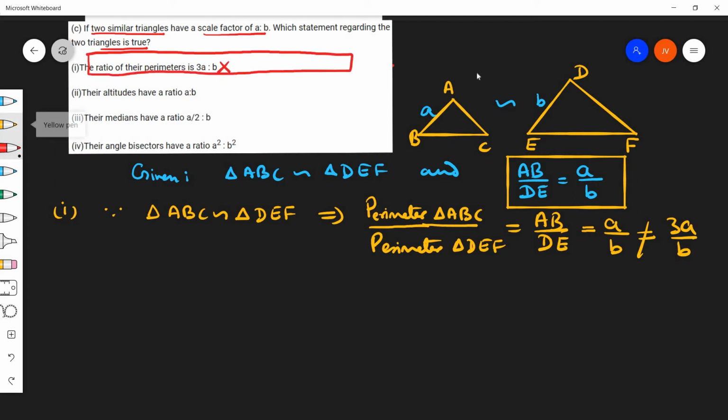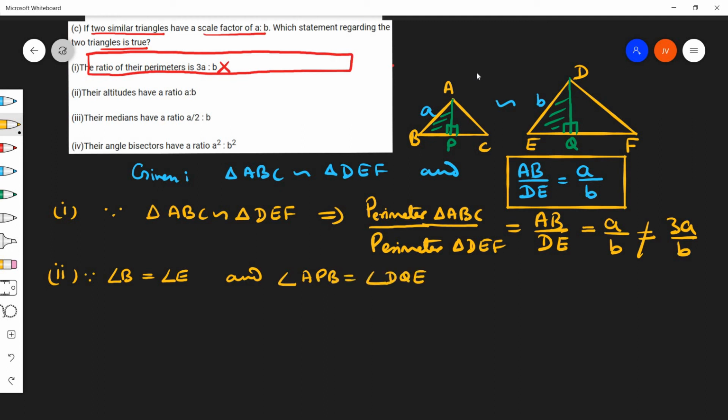So now let's talk about the second option. Their altitudes have the ratio A is to B. So first in the diagram, let us draw altitude. Let AP be the altitude and DQ be the altitude. And now we have to find the ratio of their altitudes. For that purpose, we first prove triangle ABP and DEQ similar. Here, since angle B is equal to angle E, as the triangles are similar, corresponding angles are equal. And angle APB is equal to angle DQE. Both are 90 by construction. This implies that triangle ABP is similar to triangle DEQ by angle-angle similarity.